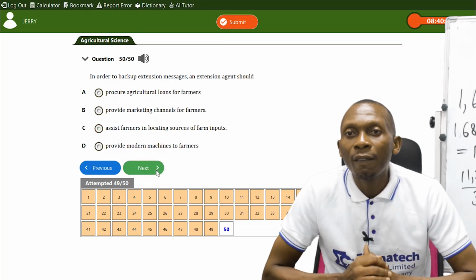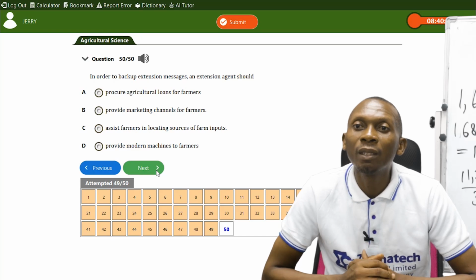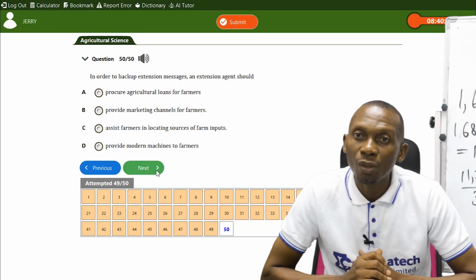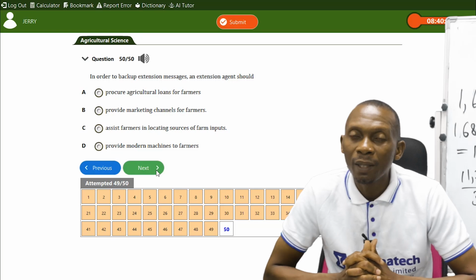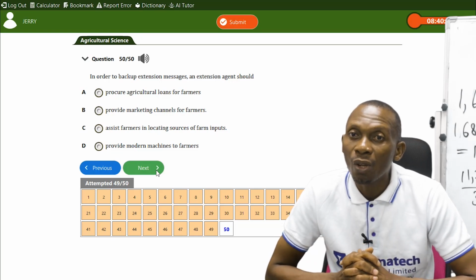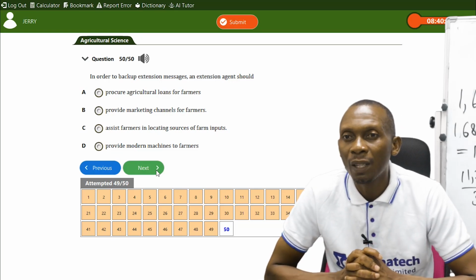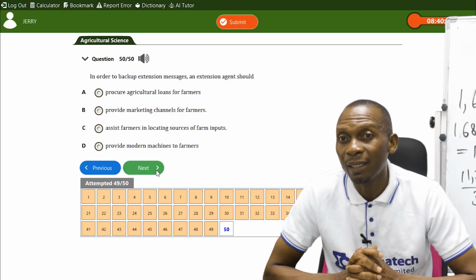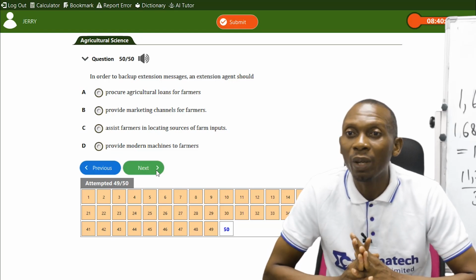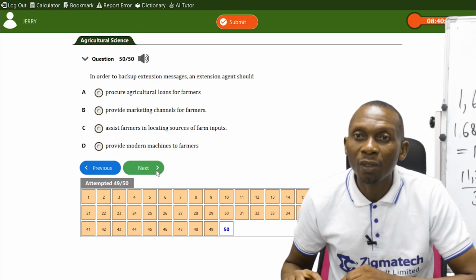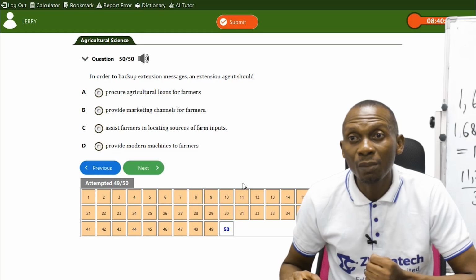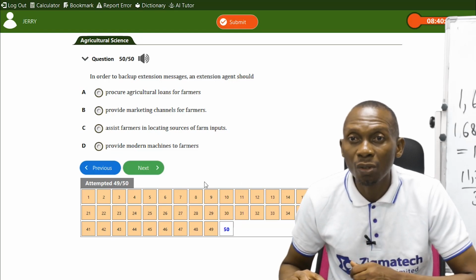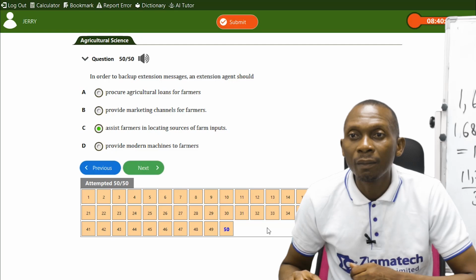And lastly, we have, in order to back up extension messages, an extension agent should procure agricultural loans for farmers, provide marketing channels for farmers, assist farmers in locating sources of farm inputs, and provide modern machines to farmers. So the ideal answer here is assist farmers to locate where they can obtain farm inputs. That's in order to back up extension messages, that's what an extension agent should do. So the answer is C.